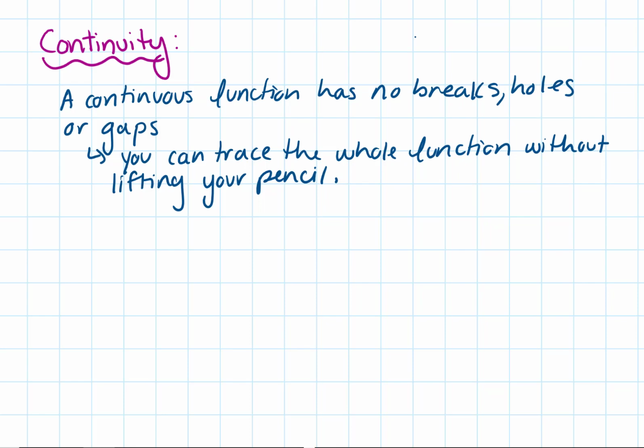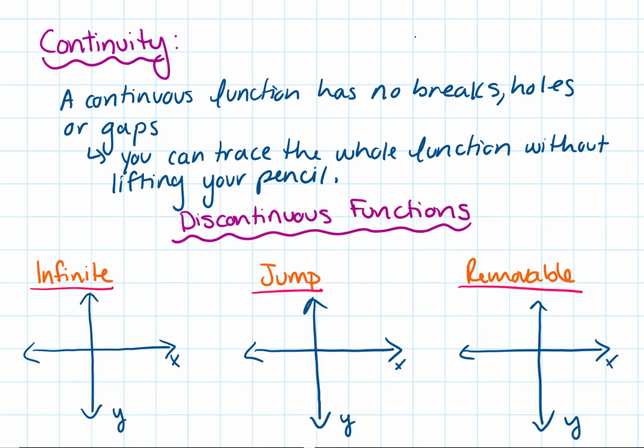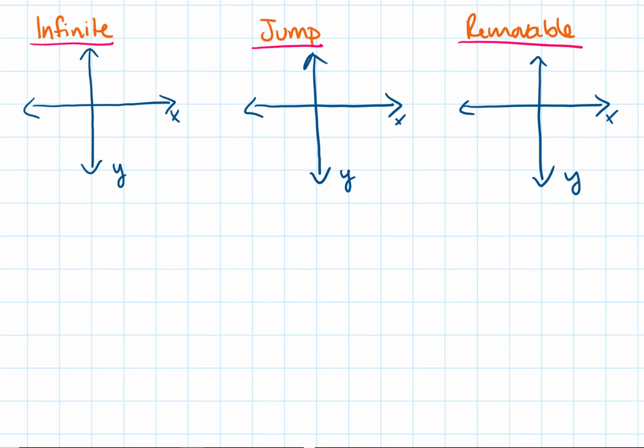There are three types of discontinuous functions. The three types are infinite, jump, and removable. So I'm going to give you a visual example of each. The infinite, I'm going to draw an asymptote, and I'm going to label this spot C.